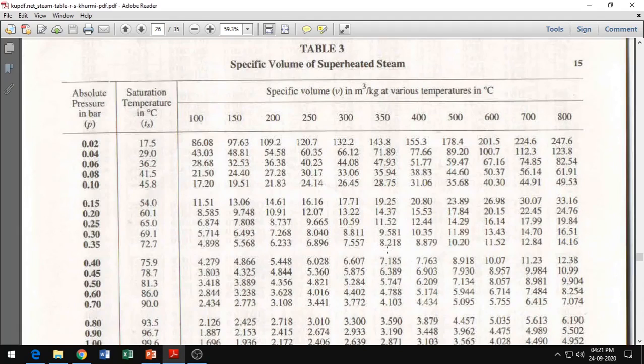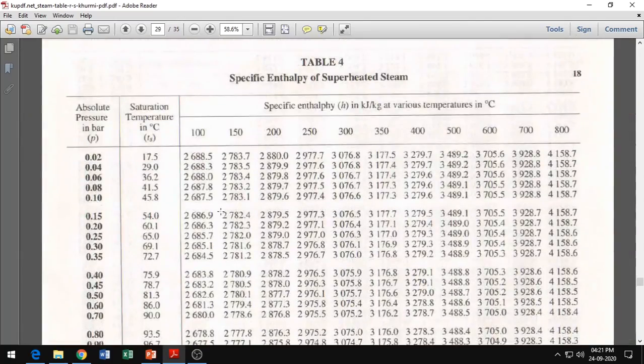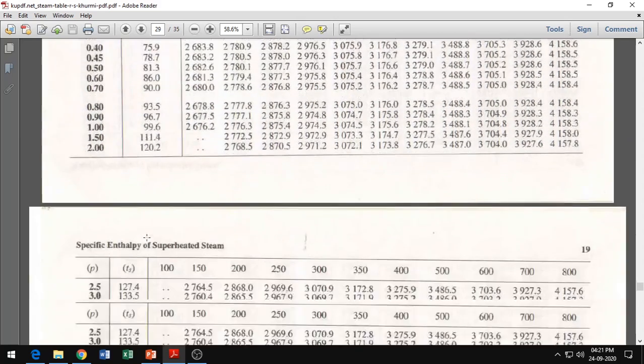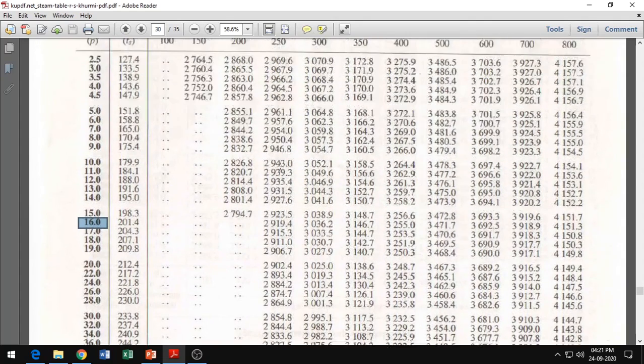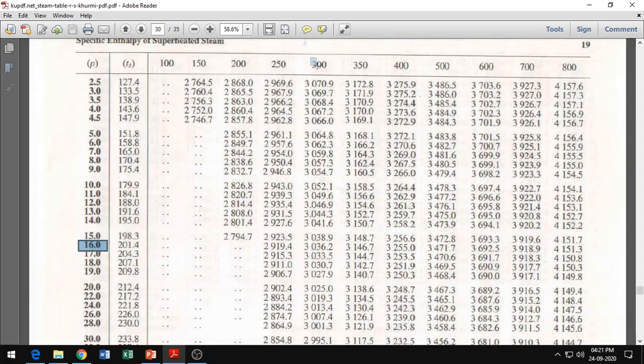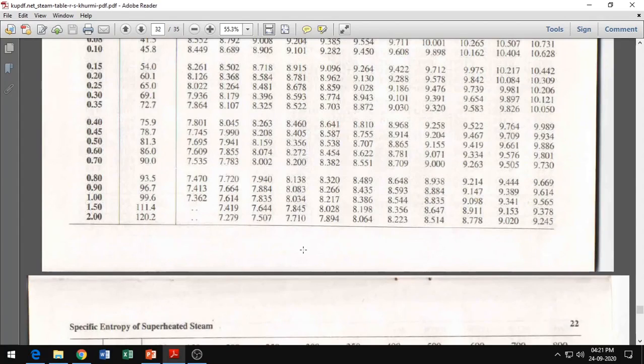In the steam table, I have taken the superheated tables. This is the specific volume table of superheated steam. The next one is the specific enthalpy table, for finding the value of H1. The pressure is 16 bar, so I am taking 16 bar here, and the temperature given is 300 degrees C. So for 16 bar and 300 degrees C, the value is 3036.2 kilojoule per kilogram.